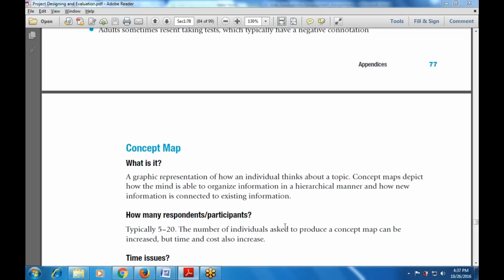It is a graphical representation of how an individual thinks about a topic. What is the main content that is used about the topic? What is the main criteria that is used with the main topic? We can say, what are the various attributes, what are the various key concepts, that are used with the concept map. So in simple terms, it is a graphical representation of how an individual thinks about a topic.